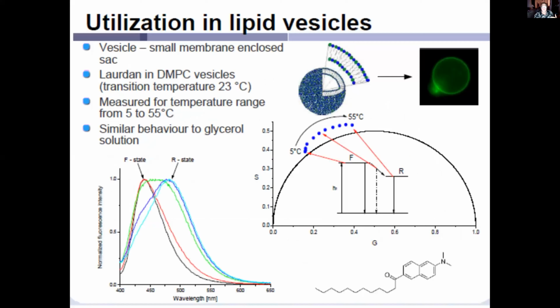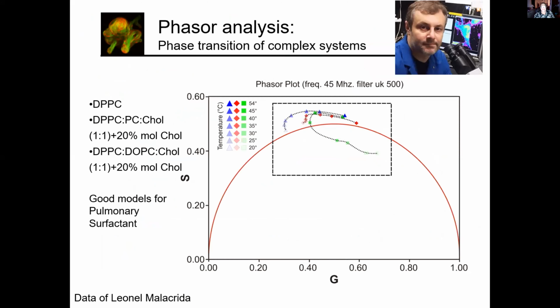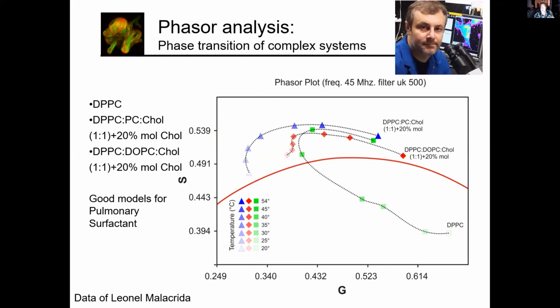And likewise, if you use Laurdan, which you'll hear a lot about, and you put it into vesicles where you can get a relaxation, this again gives you points outside the universal circle. Here we see some of the data Lionel did in my lab when he came to visit, with his mixtures of surfactants, models for pulmonary surfactants, or mixtures of lipids. So you can see these data points are outside the universal circle. You cannot analyze with just regular equations, but you can track them and follow trends by using these phasors.